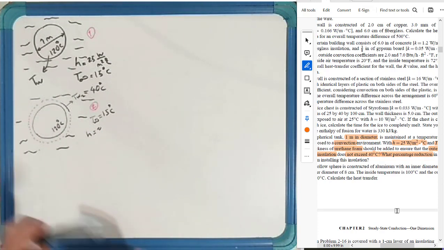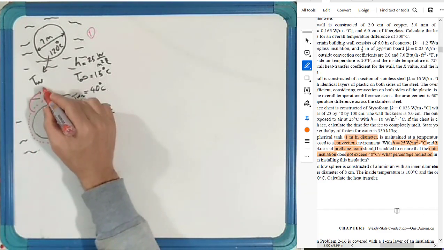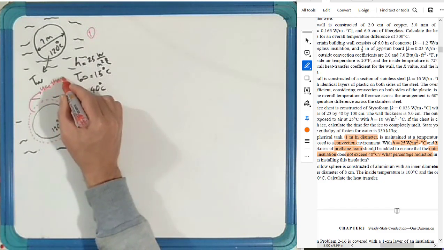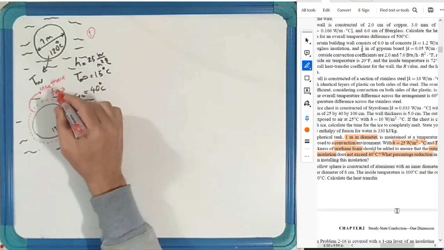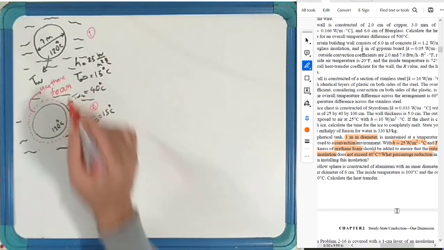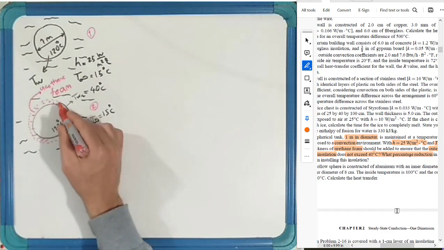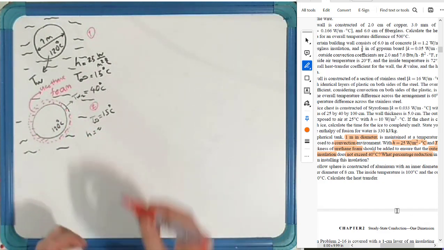So let me write the material, urethane foam. This layer is the urethane foam around the sphere.